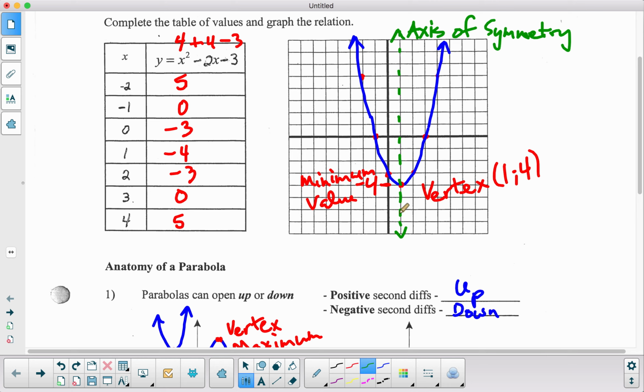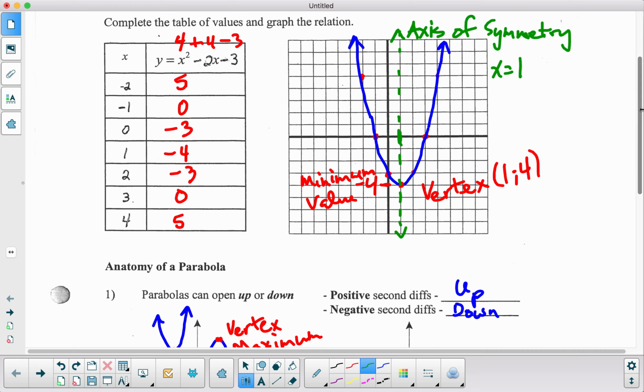Okay, and then we can define this axis of symmetry. Notice that it crosses the x-axis at some point. So we can say that the axis of symmetry, in this case, is defined by x equals 1. That's the x value that the axis of symmetry passes through. And notice that it also corresponds to the x-coordinate of the vertex. The vertex is also located on the axis of symmetry.